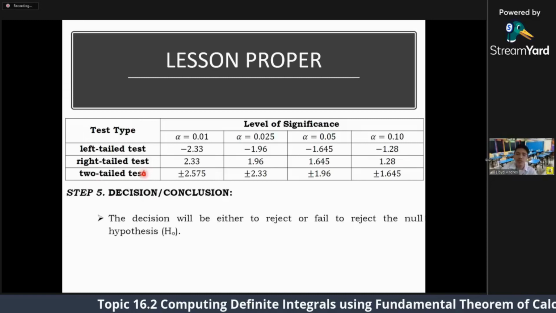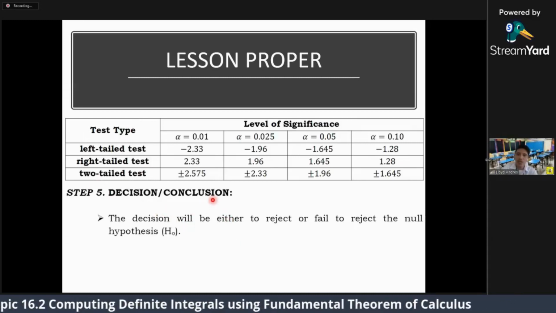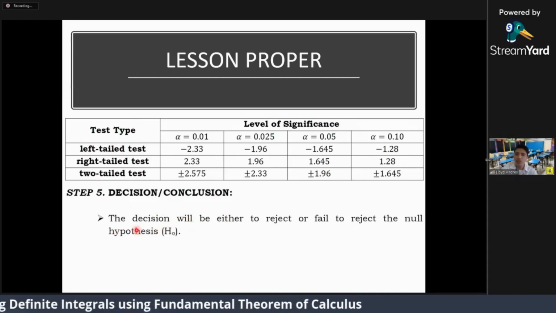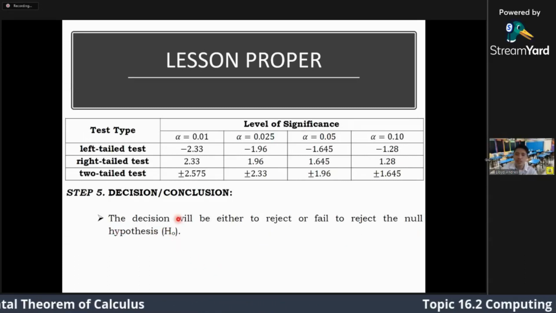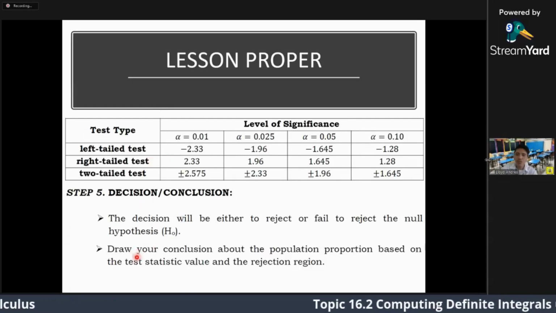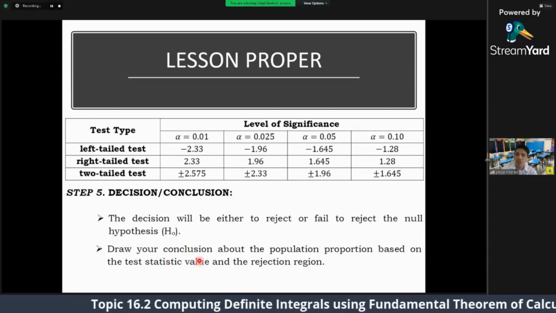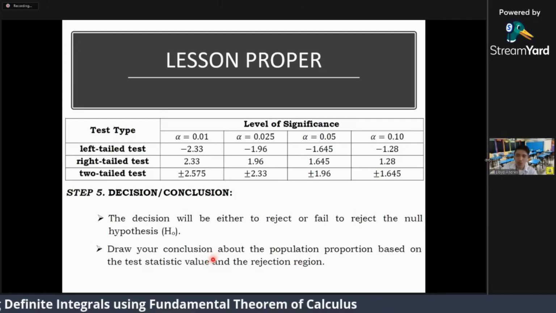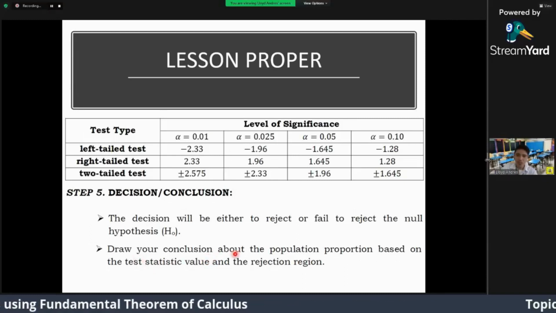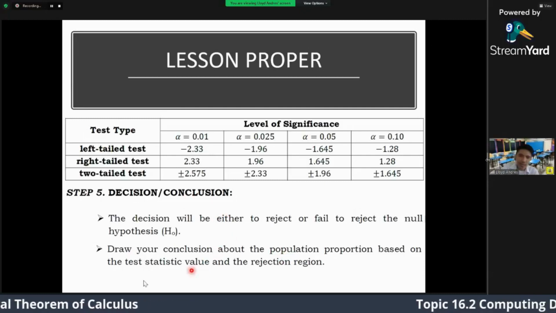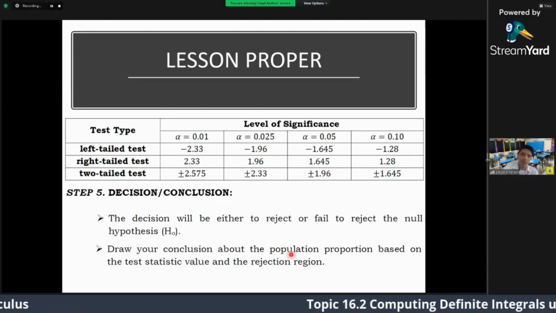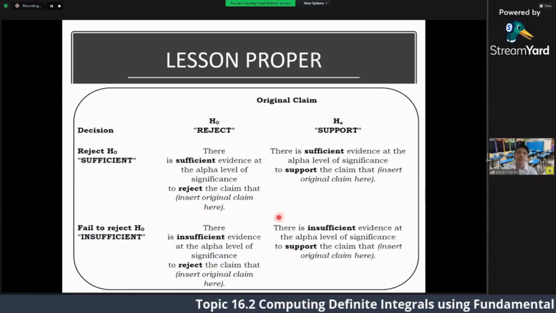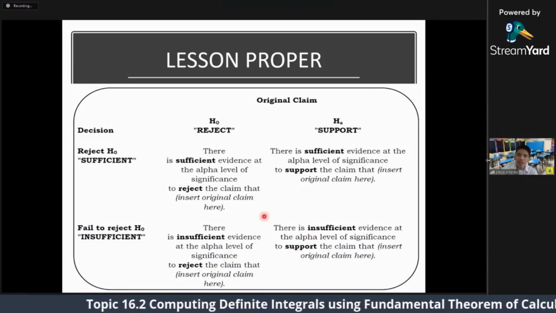And after that, you decide and conclude. In the decision, it will be either to reject or fail to reject the null hypothesis. And for the conclusion, it's either there is sufficient evidence or there is no sufficient evidence to reject or to support the claim, based on your test statistic value and rejection region. Again, in deciding, preferably you use this format.